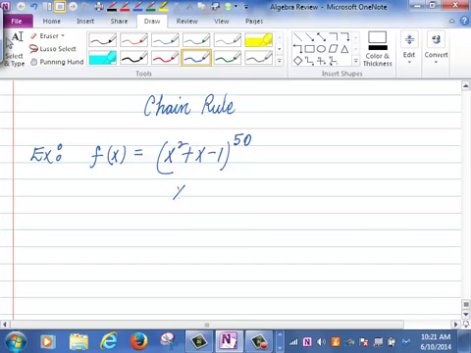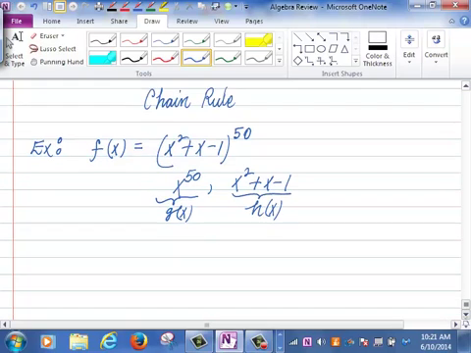X to the power 50. That would be the outside function, and the inside function of the composition would be x squared plus x minus 1. Let's call the outside g of x, and let's call the inside h of x. And then let's check if we are correct.